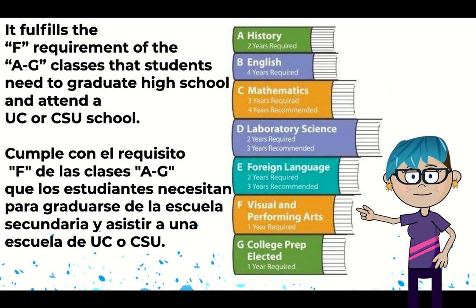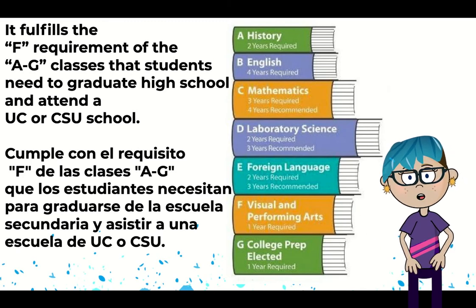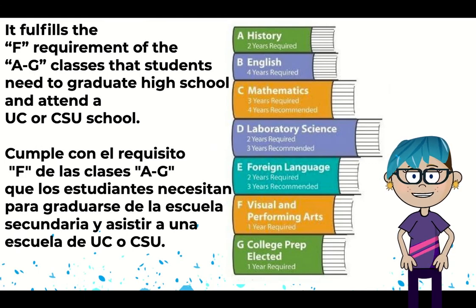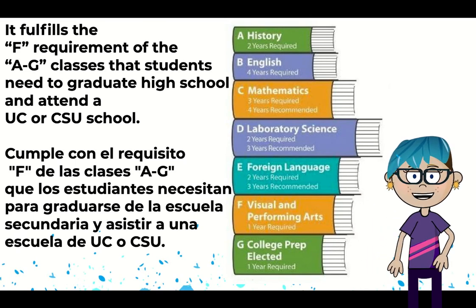Unlike in middle school, art classes are required for graduation in high school. They're considered part of the AG requirements that students need to graduate in order to attend a UC or CSU school. These are the minimum amounts of classes in these different subjects that students would need to take before the end of their 4-year high school career.